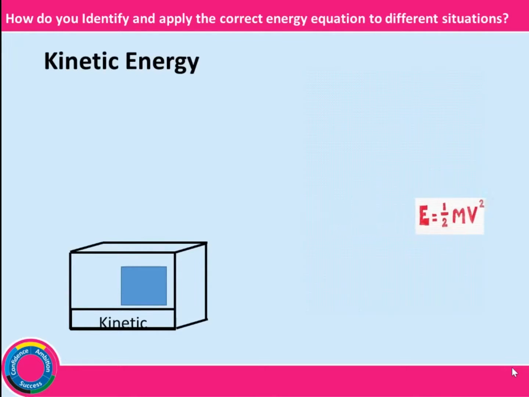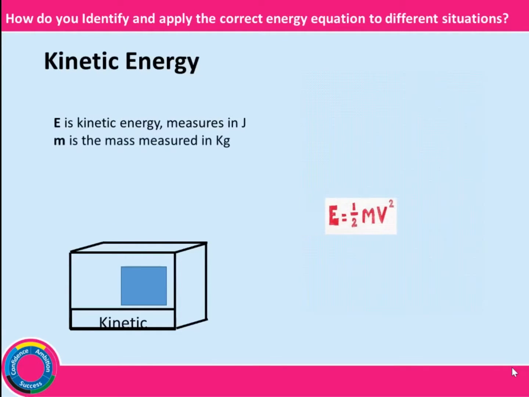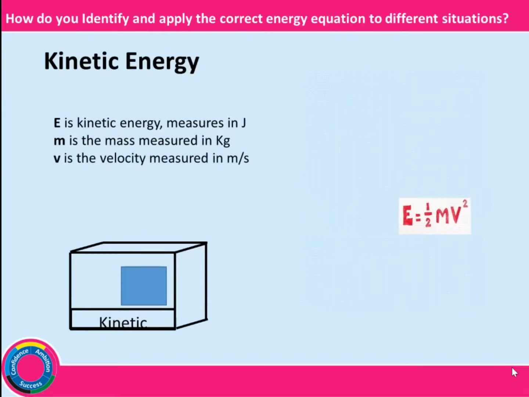Kinetic energy is when something is moving and the energy it has because of its speed. E equals half mv squared. E is the kinetic energy, m is the mass measured in kilograms, and v is the velocity measured in meters per second.